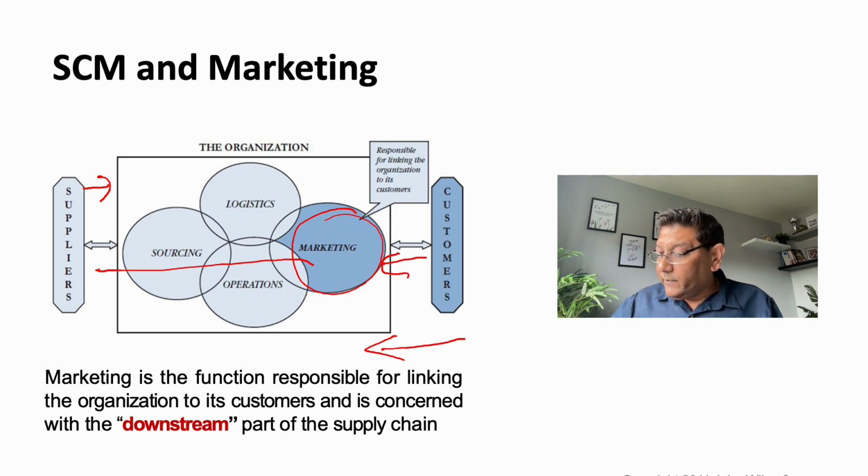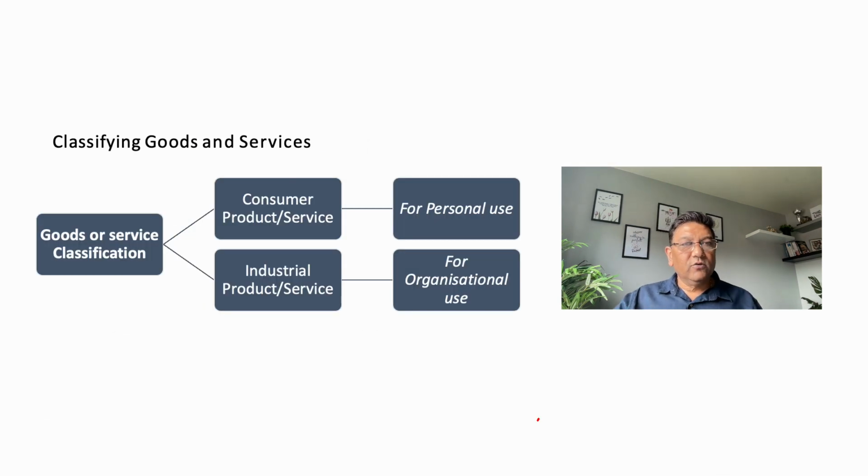So marketing plays a very, very important role in our supply chain. It is a very important concept. Now, how marketing works, that is what we are going to look into in today's session. So when we look at the goods or services in our supply chain, whatever goods or services we are supplying or producing, we should think about two types of goods or services.